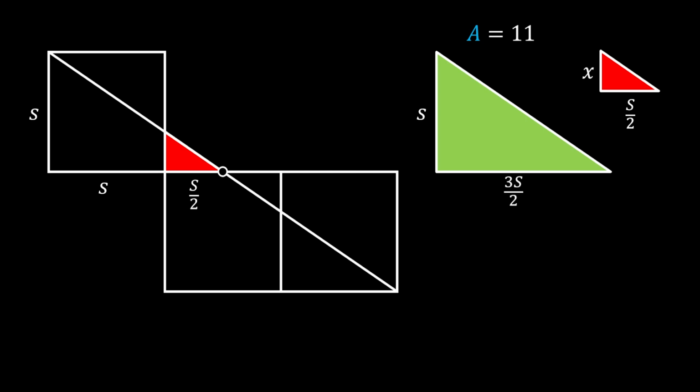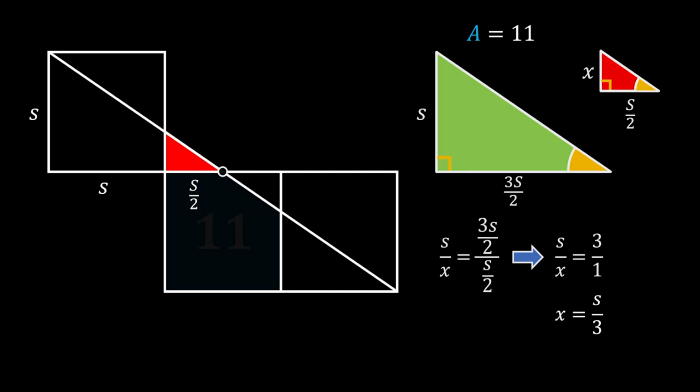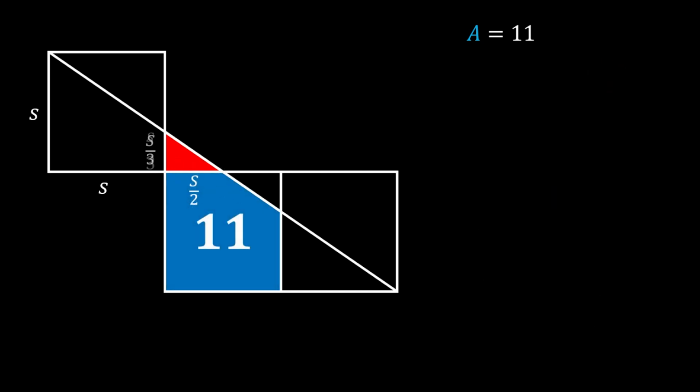Now, since we know that both of those triangles are right triangles and we know that they share the same acute angle, we can conclude that those two triangles are actually similar. So let's use the rule of similarity. We can say that the relation between their heights must be equal to the relation between their bases. And if we simplify this, we will get the following. Now we can cross-multiply this and finally get that the height of our red triangle must be equal to 1/3 of the side of the square.